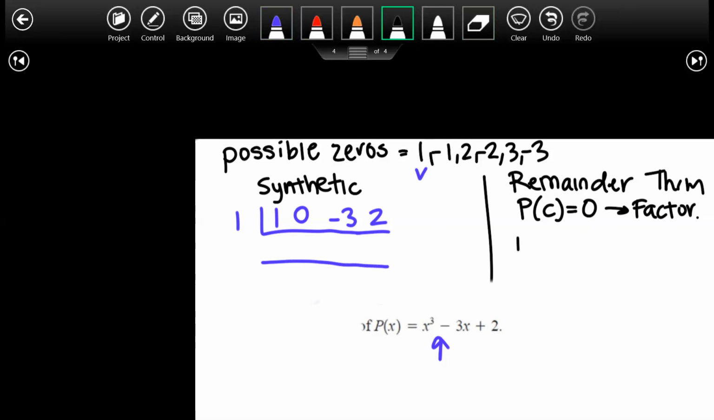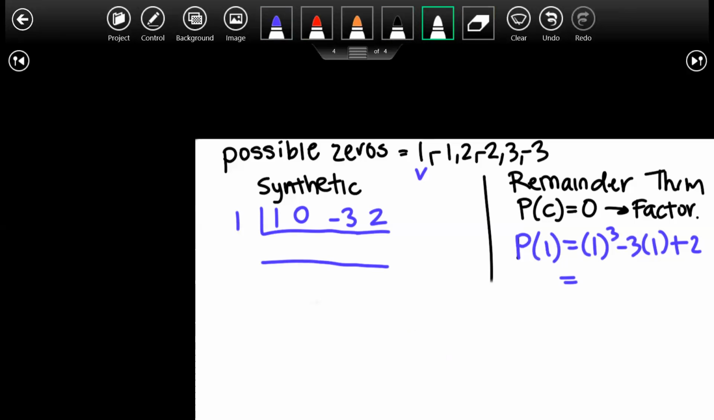The other way we can do it is by plugging 1, P of 1, into my function. Whichever works with you guys. This would be 1 cubed minus 3 times 1 plus 2. Both represent the same exact thing. If we do synthetic division, we drop down the 1: 1, 1, 1, -2, -2, 0.